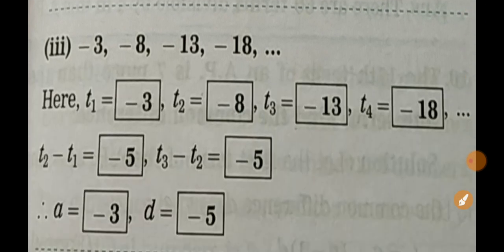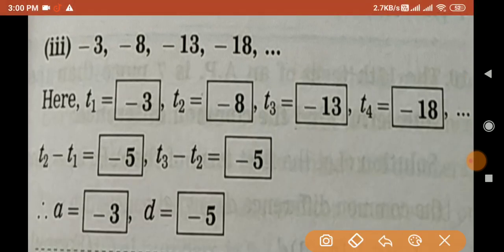Understand? Now see the third example. In the third example, an AP is minus 3, minus 8, minus 13, minus 18 and so on. See, in the first box we have to write the value of T1, that means minus 3. In the second box, T2 is equal to minus 8. In the third box, T3 is equal to minus 13. And in the fourth box, T4 is equal to minus 18.